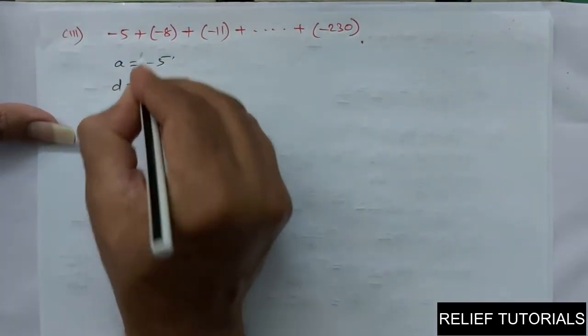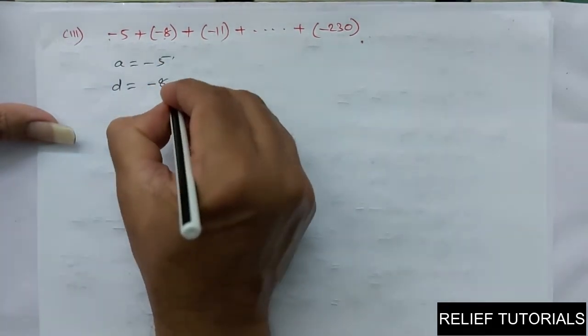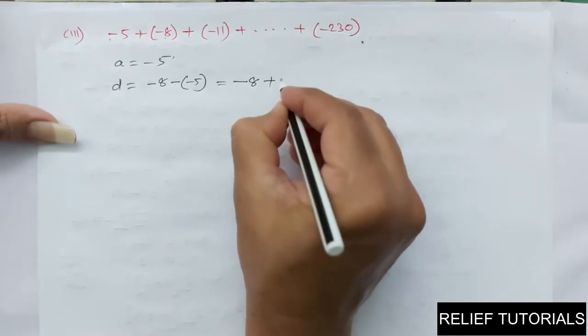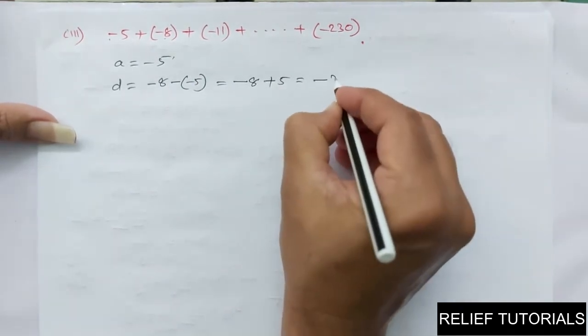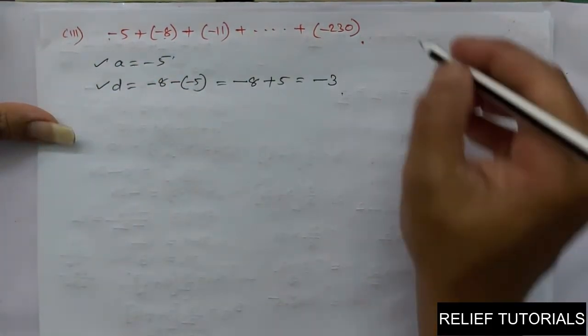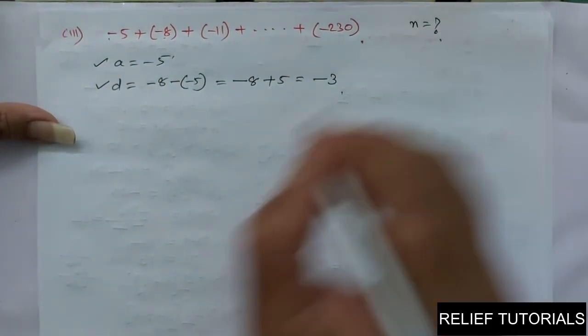Then you require the difference, T2 minus T1. So, minus 8 minus of minus 5, that is equal to minus 8 plus 5, so that is equal to minus 3. You got the difference. So, you have a, you have d. You don't have n. So, you want to find n.